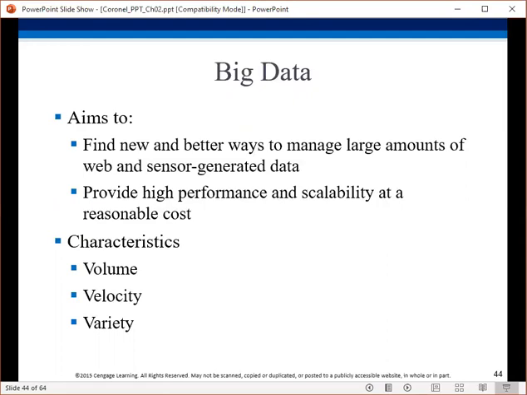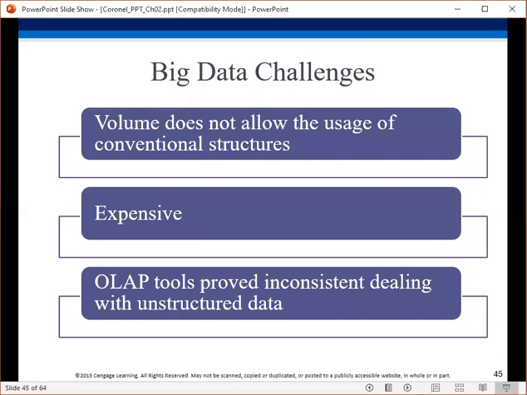And the characteristics of big data are volume, velocity, and variety. So volume is a lot of data has to be stored. This is expensive, and to do analysis on that, the online analytical processing tools that we had in the past are not able to deal with that kind of volume.